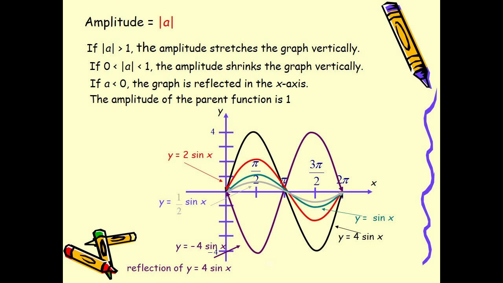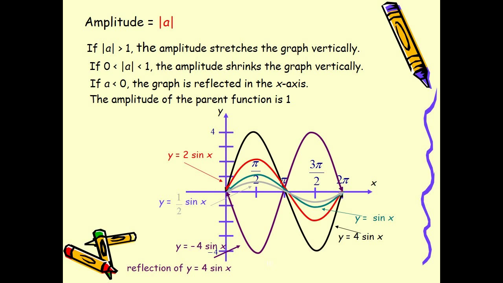If the absolute value of A is greater than 1, the amplitude stretches the graph vertically. If the absolute value of A is between 0 and 1, the amplitude compresses the graph vertically. If A is less than 0, the graph is reflected in the x-axis. The amplitude of the parent function is 1, until the parent function is graphed.